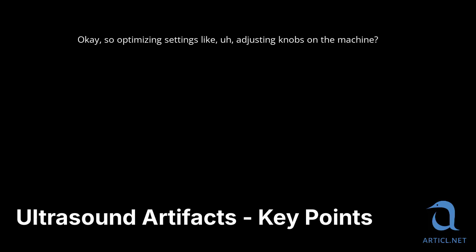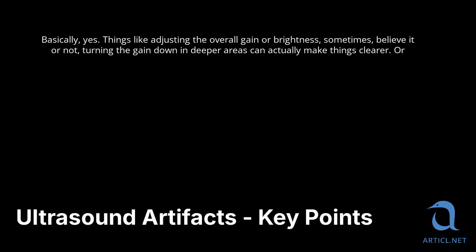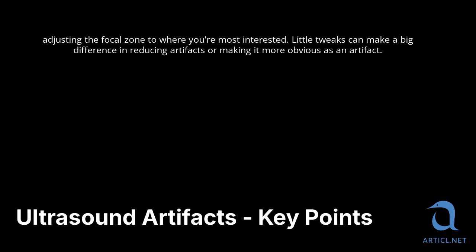Okay, so optimizing settings, like adjusting knobs on the machine. Basically, yes. Things like adjusting the overall gain or brightness. Sometimes, believe it or not, turning the gain down in deeper areas can actually make things clearer. Or adjusting the focal zone to where you're most interested. Little tweaks can make a big difference in reducing artifact or making it more obvious as an artifact.